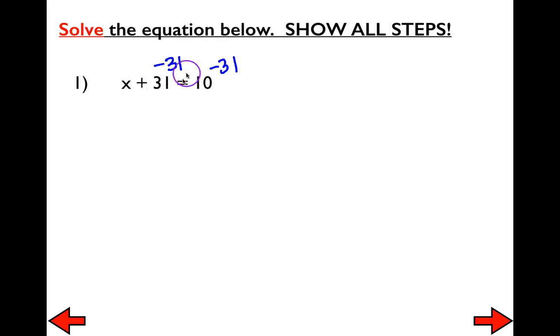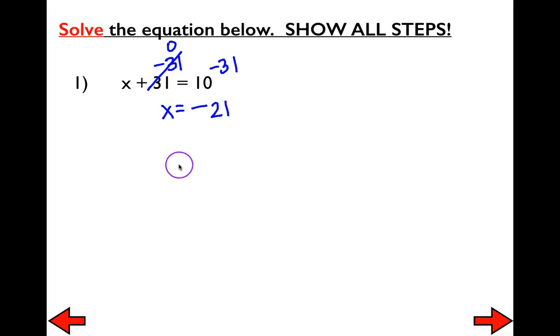Here I basically have additive inverses because it equals 0. So now negative 31 plus 31 equals 0. So I'm left with x equals, here there's more negatives, and there's 21 more negatives, so x equals negative 21.